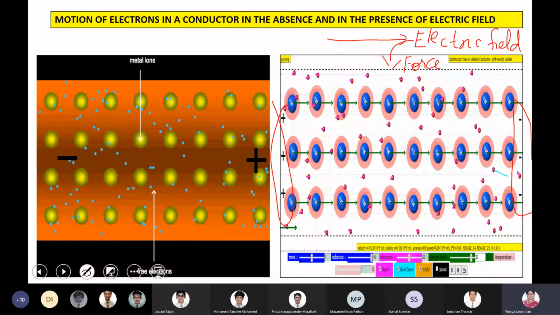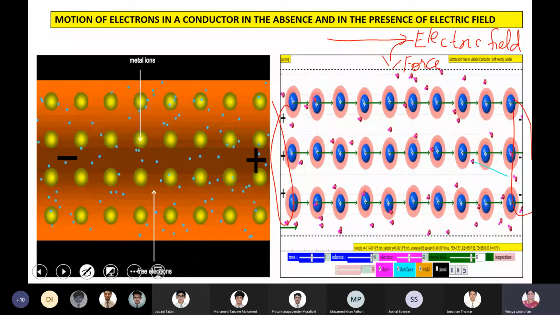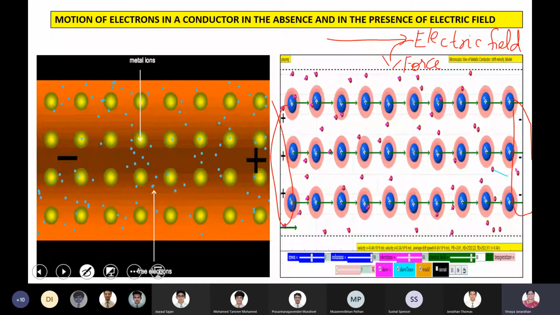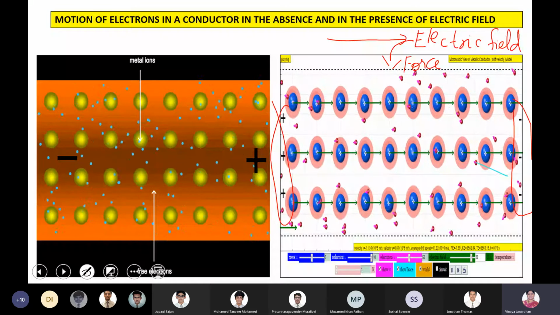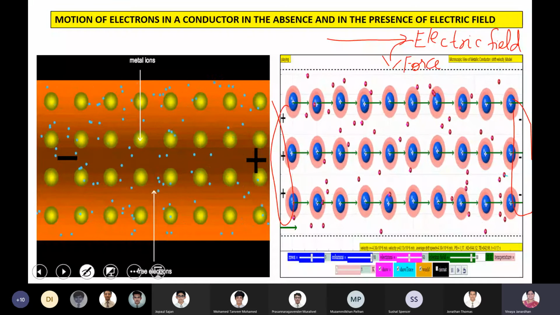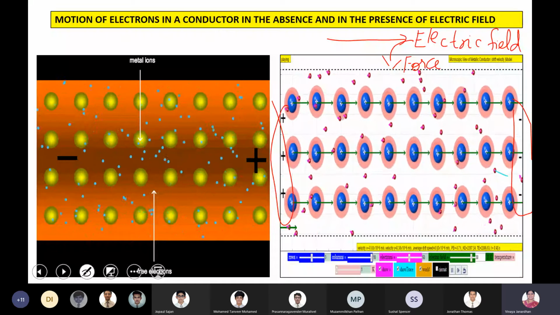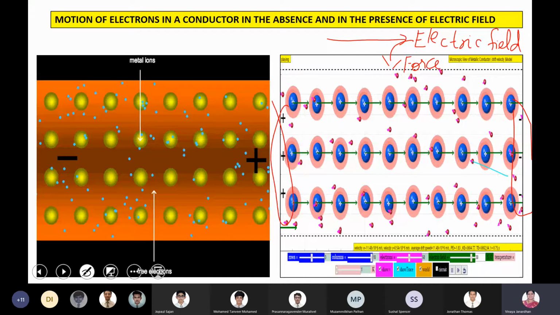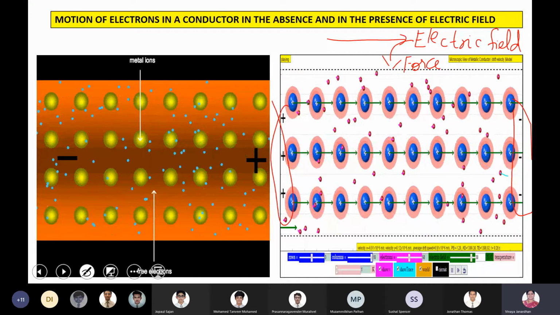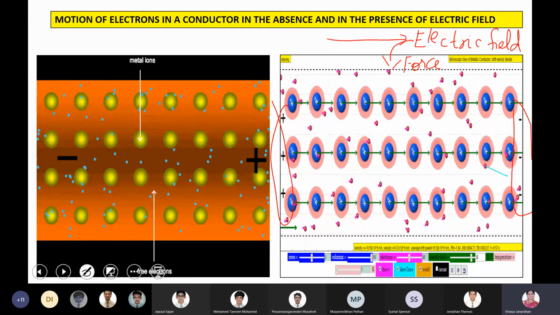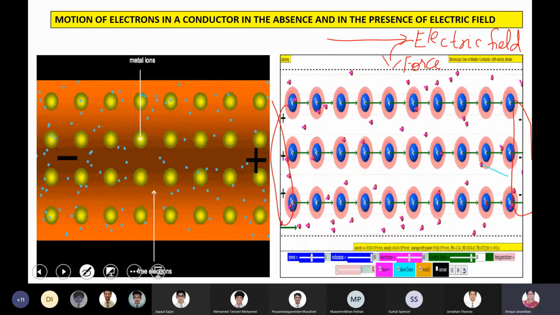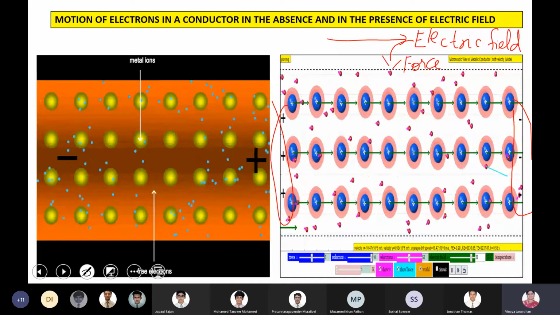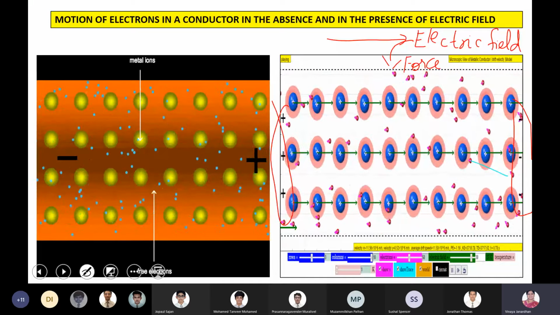So the moment your conductor is connected across a power supply, the chemical energy stored in the cell is applying an electric field. Right? There is an electric field across the conductor. Now, what does this electric field do? This electric field is going to apply force on these electrons so that the electrons try to move in a particular direction. So you will have a net velocity. Now, this movement of the electrons under the influence of an electric field will constitute a current.